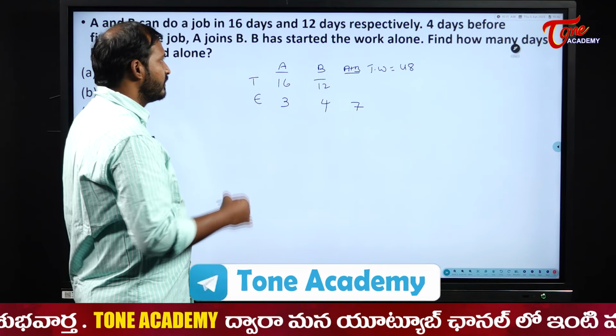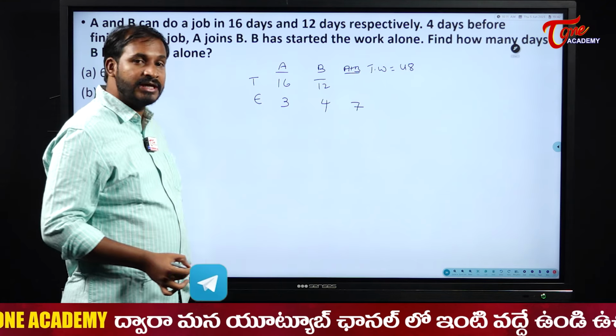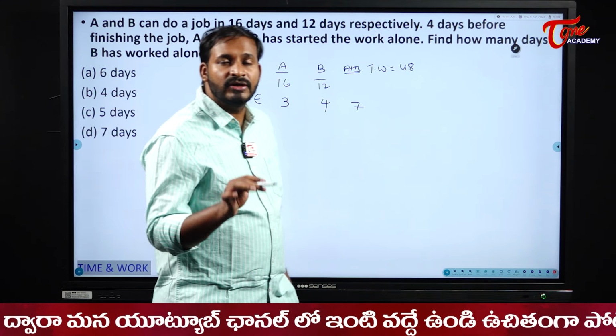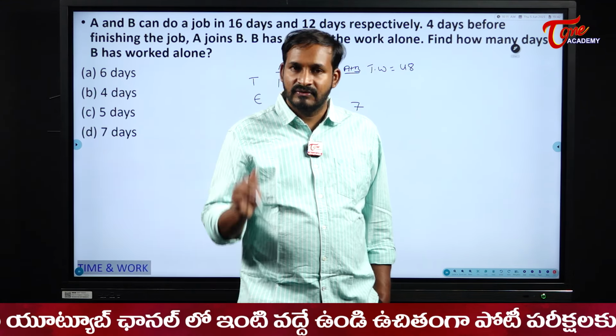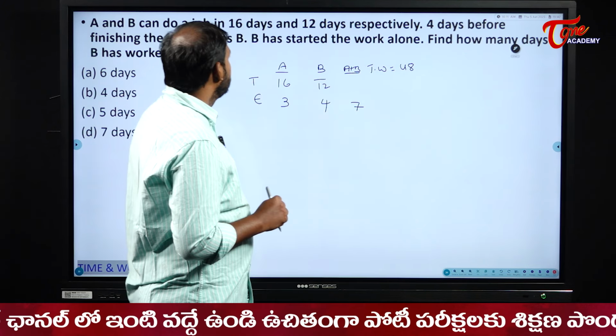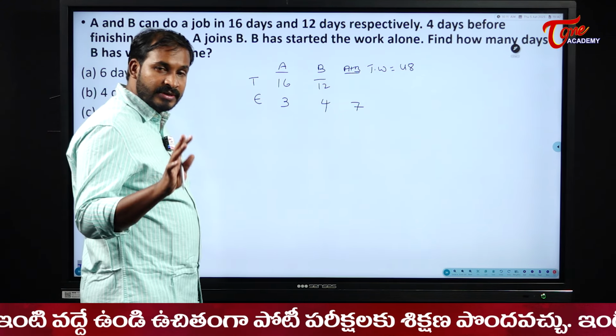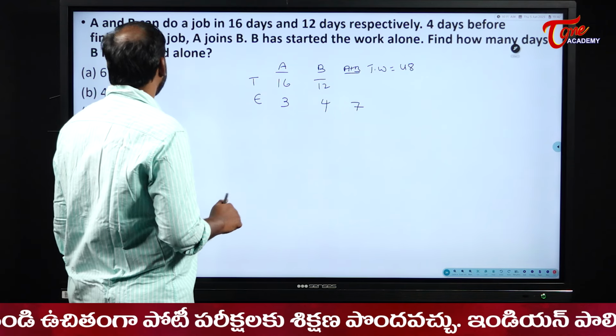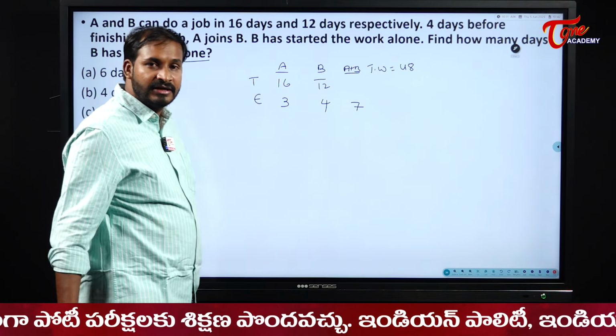Next, now come to me. 4 days before finishing the job, A joins B. That means A and B together worked for how many days, students? 4 days, right? And B started the work alone. Find how many days B has worked alone. I need to find the initial time.